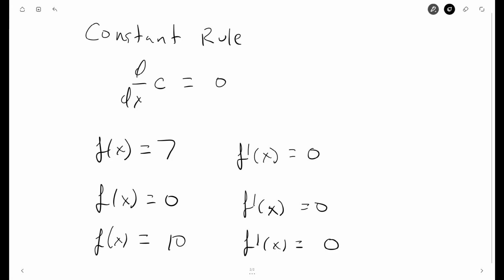Or for example, f of x equal to e, which is the constant e, equal to 2.7182, something like that. Then f prime of x is equal to 0.